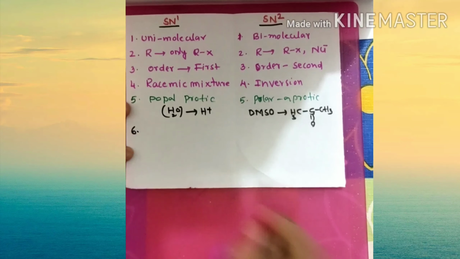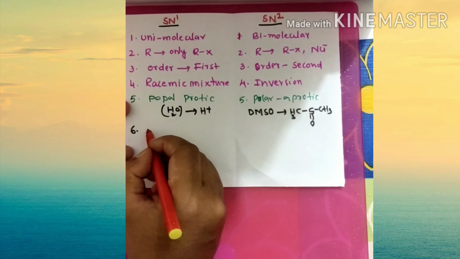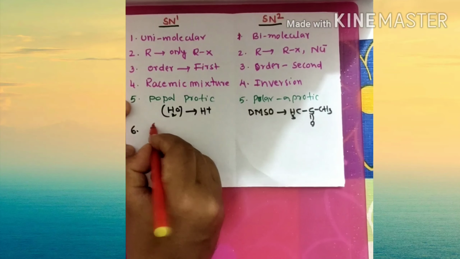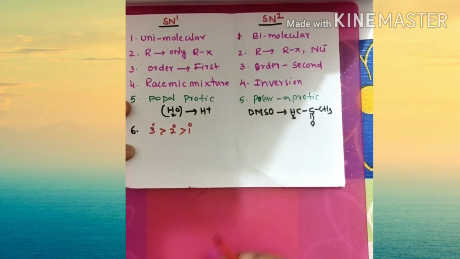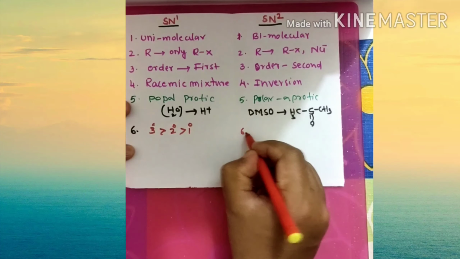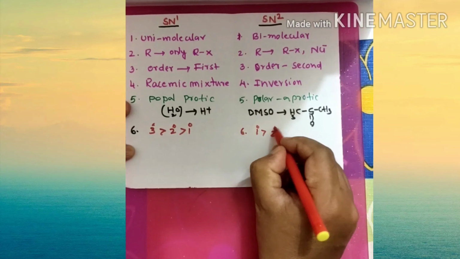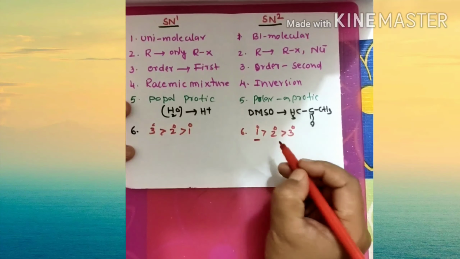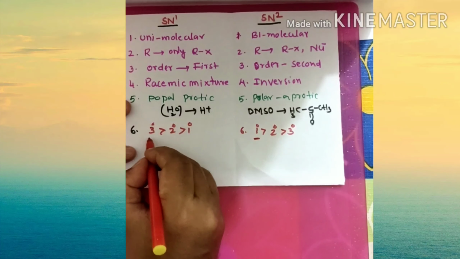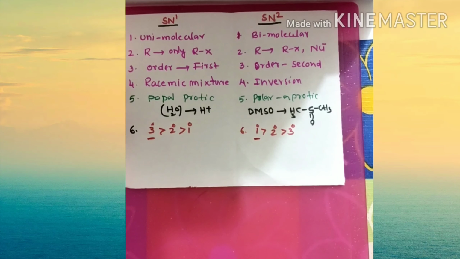Next, we have the reactivity of the alkyl halide and carbocation. In SN1, 3 degree carbocation is greater than 2 degree, and 2 degree greater than 1 degree. And here it is reversed, 1 degree greater than 2 degree, 2 degree greater than 3 degree. In SN2, the 1 degree alkyl halide is more reactive. In SN1, the 3 degree alkyl halide is more reactive. These are the main differences between SN1 and SN2.